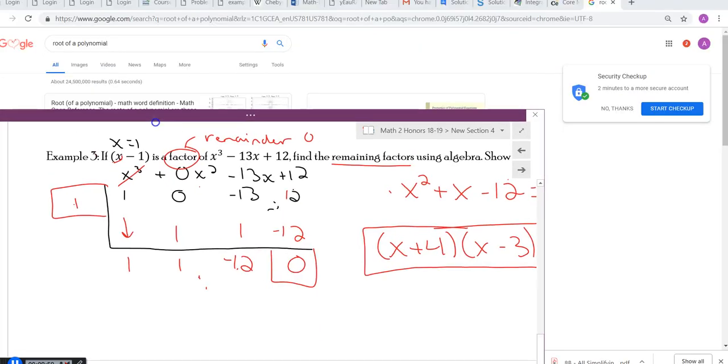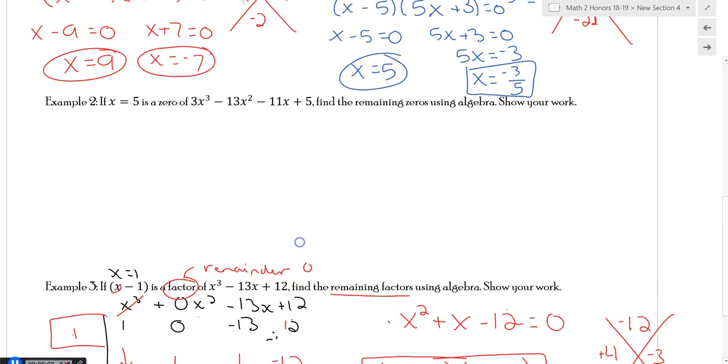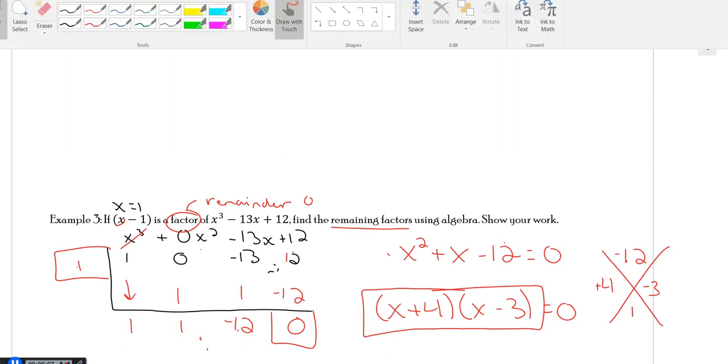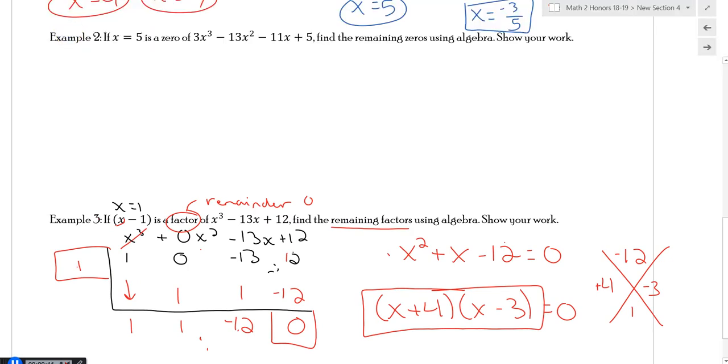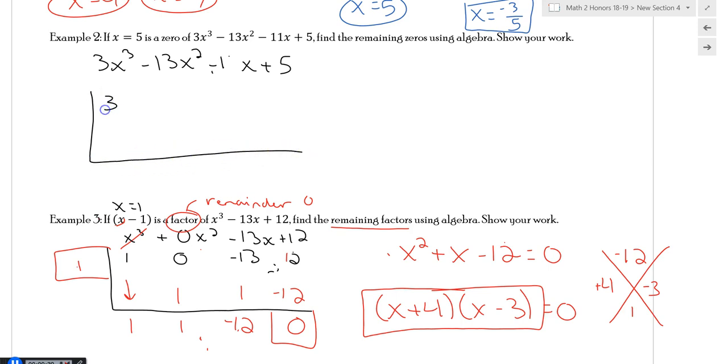Now let's look at example 2. If x equals 5 is a 0 of 3x cubed minus 13x squared minus 11x plus 5, find the remaining zeros. So I have 3, negative 13, negative 11, and 5. I already have x equals 5. I don't have to set x equal to anything. So just the 5 goes on the outside.